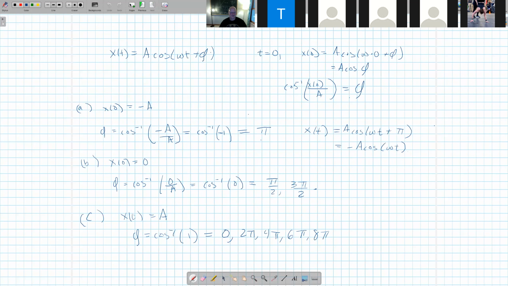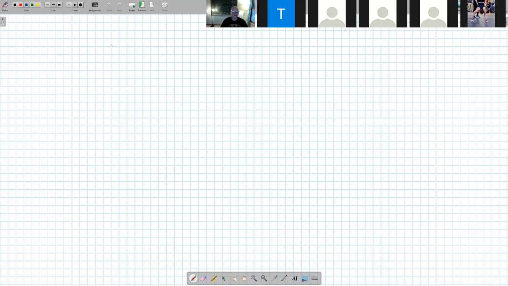All right, good. So let's look at part D. So part D then says, now we have x of 0 is equal to a divided by 2. Right? So in this case, we then say our phase factor is the inverse cosine of 1/2. Okay? So 1/2 is a little bit trickier. That turns out to be pi over 3.